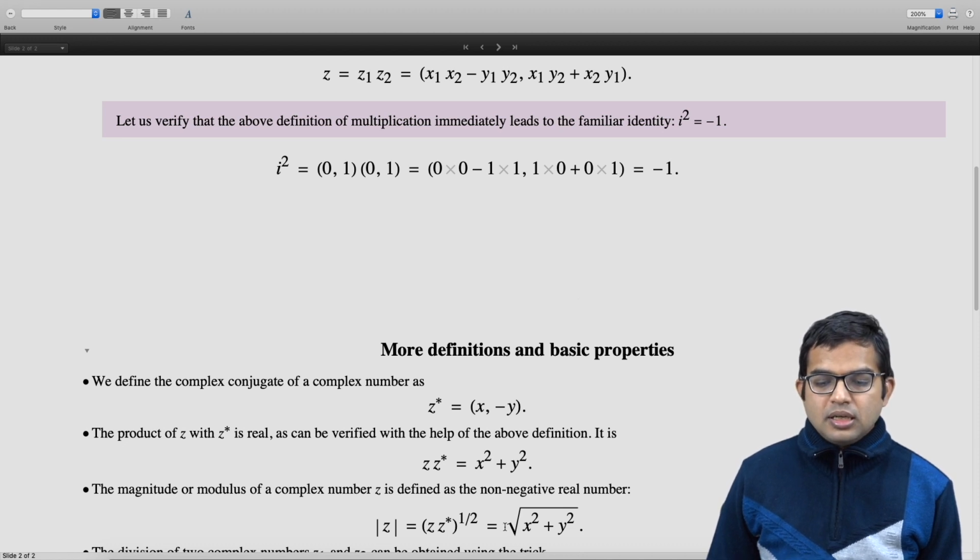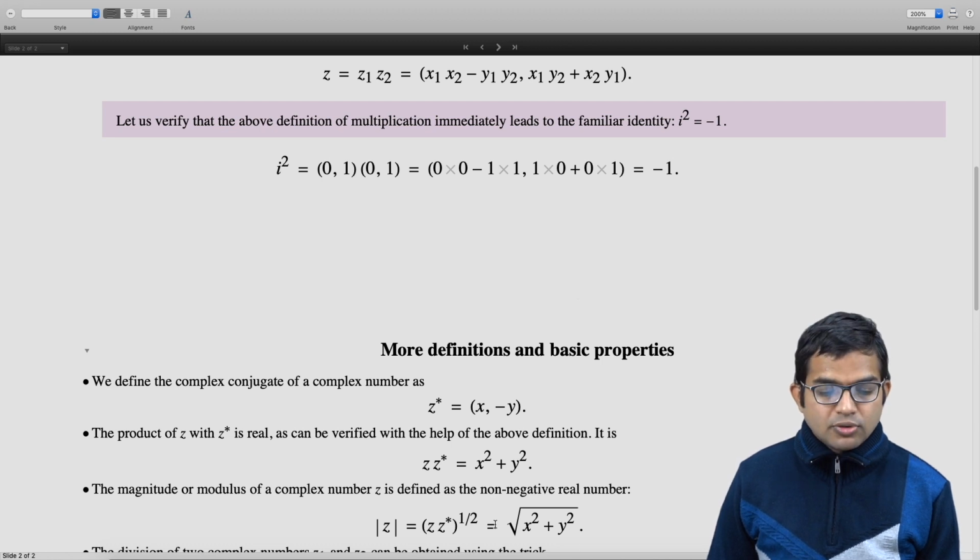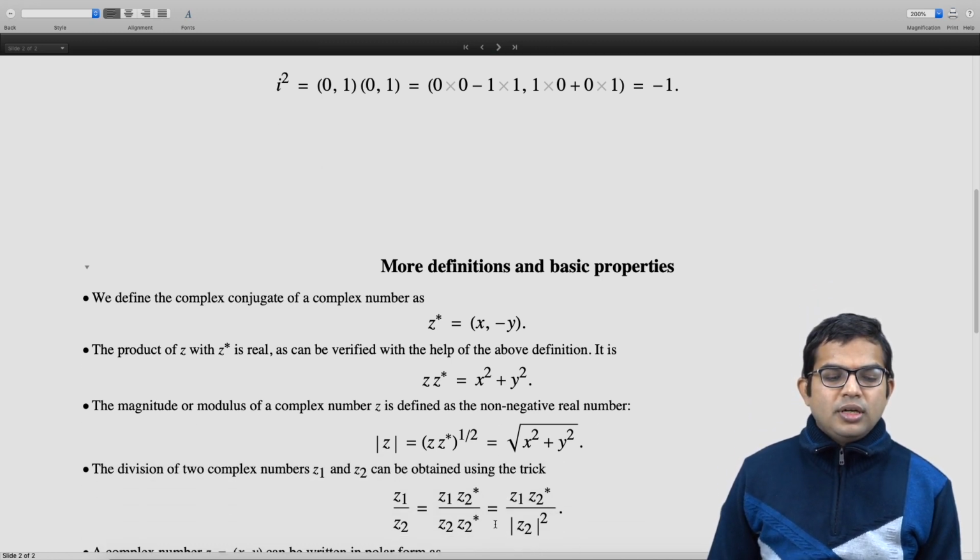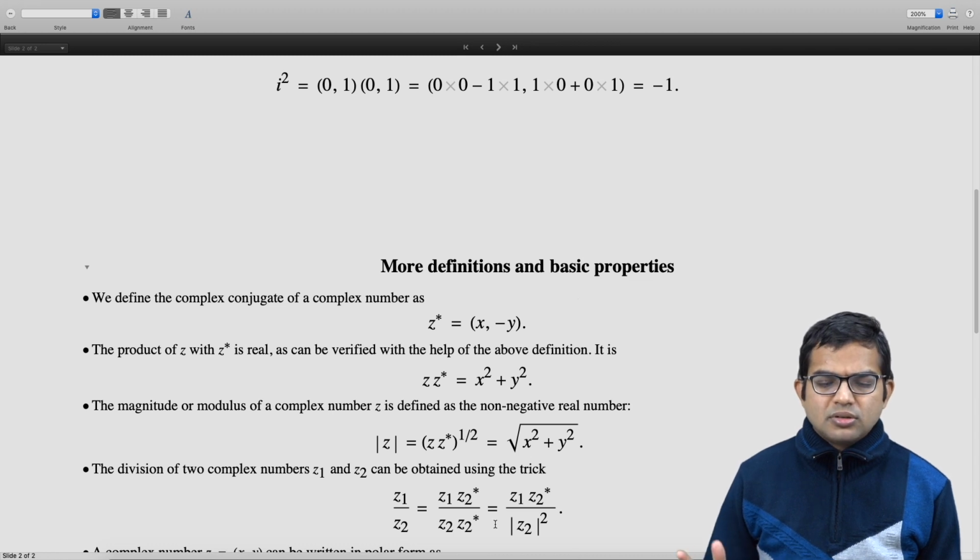And it's the magnitude of a complex number z, which is defined as the square root of the sum of the squares of the real and imaginary parts of the complex number. So the division of two complex numbers is something which basically follows from the definition of multiplication.